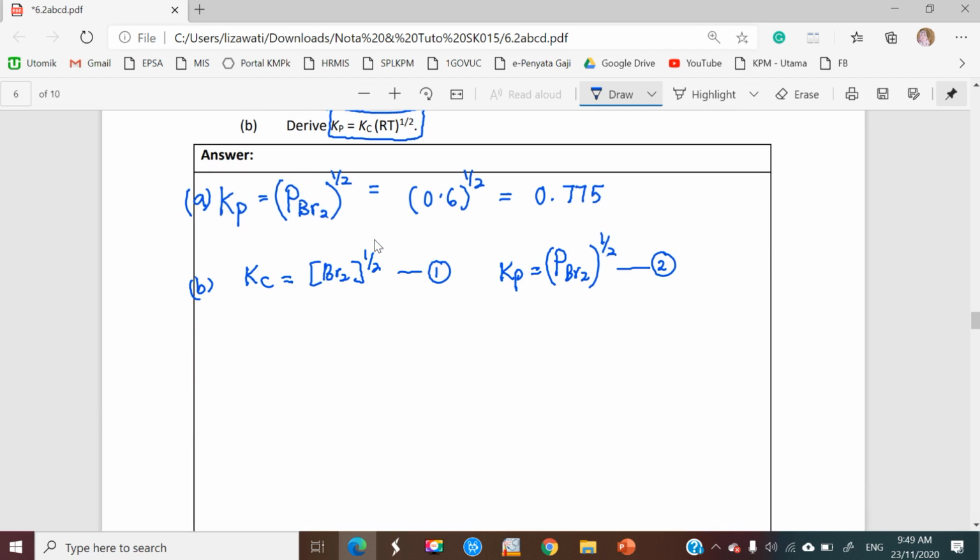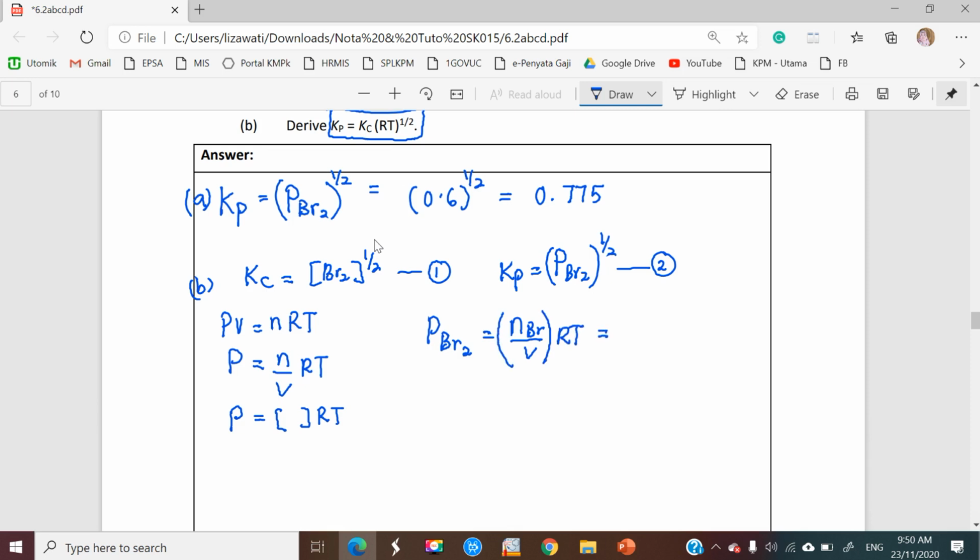Alright, next you have to use the ideal gas equation. PV equals nRT and then rearrange. Okay, mole over volume times RT. So mole over volume here refers to the concentration, times RT. Relate it with the partial pressure of Br2. So therefore PBr2 is the mole of Br2 over volume times RT. Mole over volume is the concentration of Br2, times RT. Please label this equation number 3.